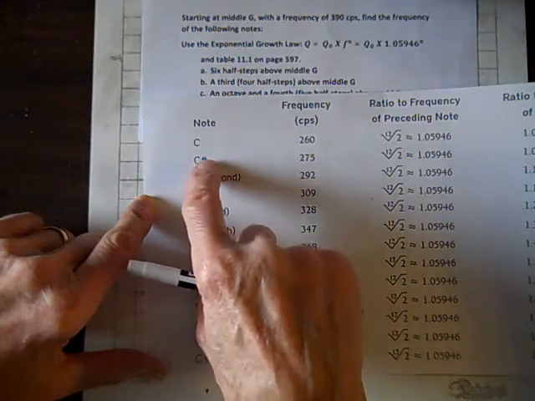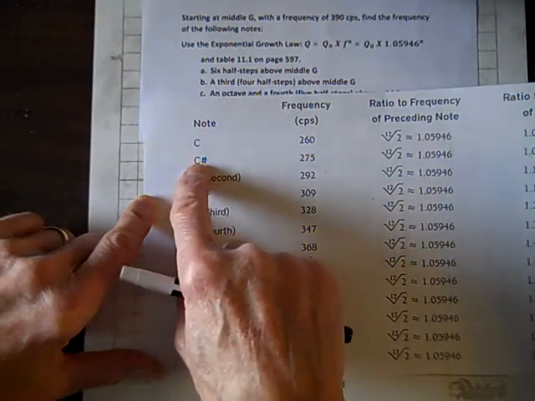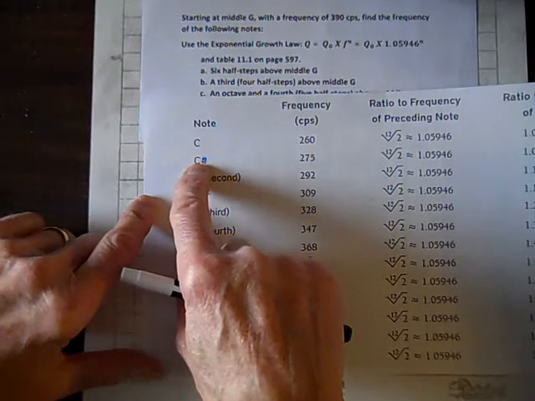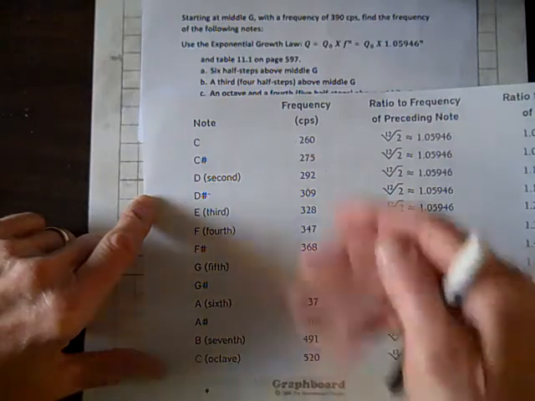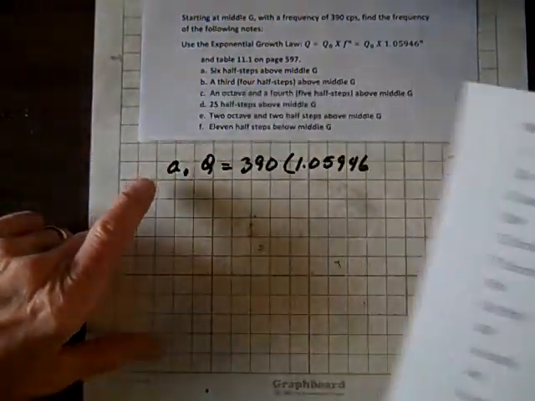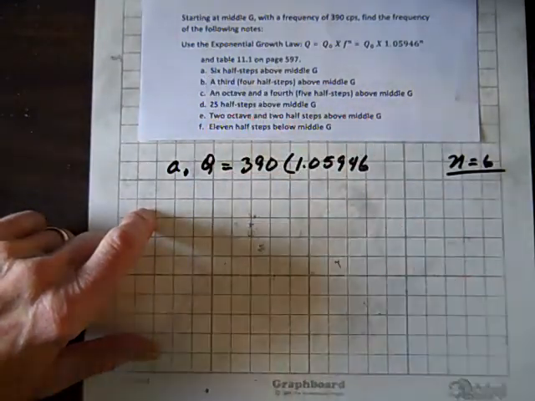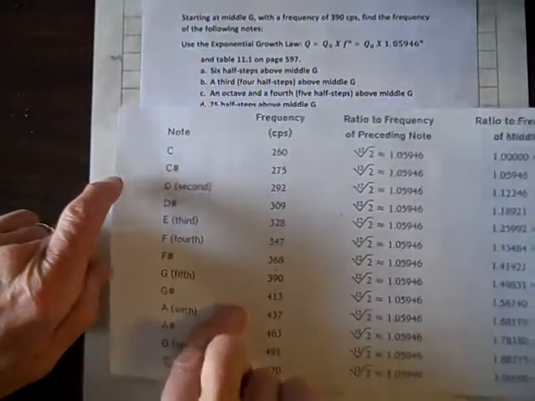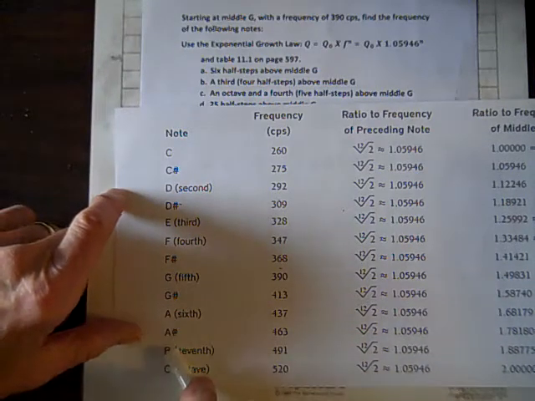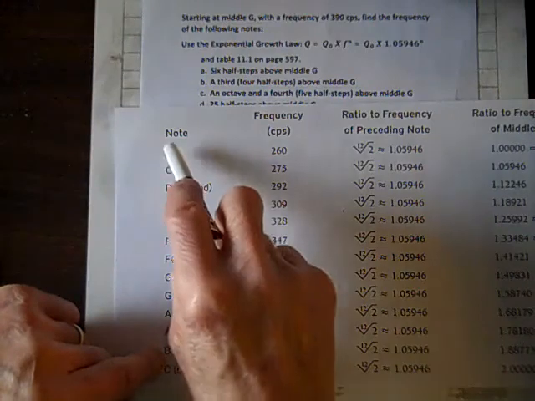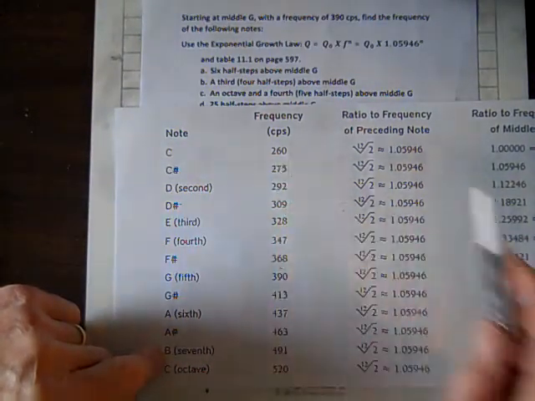As a matter of fact, in order to find the cycles per second for the next octave of C sharp, we would just double 275 and so on. Now let's get back to the question. 6 half steps above middle G. So here's middle G. We'll go 1, 2, 3, 4. That's to B. Then C is 5, C sharp is 6.